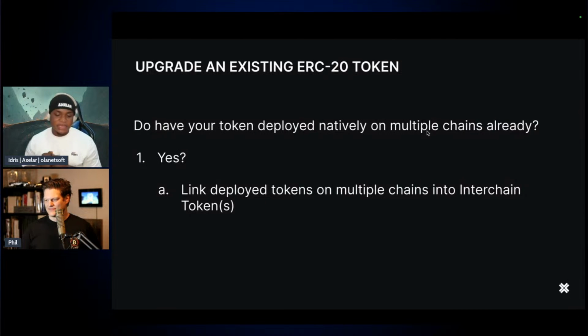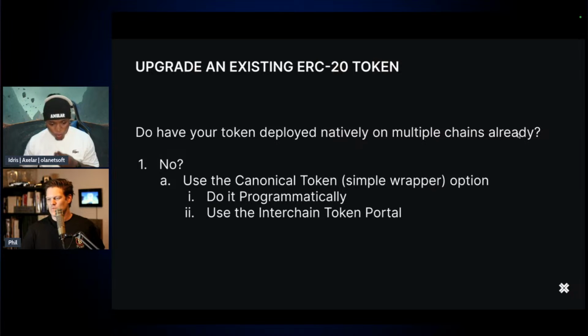First, the question here is, do you have your token deployed natively on multi-chains already? If your answer is yes, then all you need to do is link this token together as an interchain token using the token manager that we have. But if your answer is no, then you need to do the canonical option.